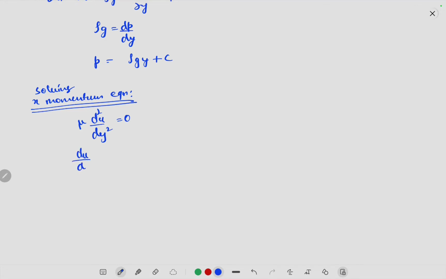First, integrating this equation with respect to y gives me a constant c1. Then integrating again with respect to y will give me u equal to c1 y plus some c2. Now to get these c1 and c2, I'll use the boundary conditions.